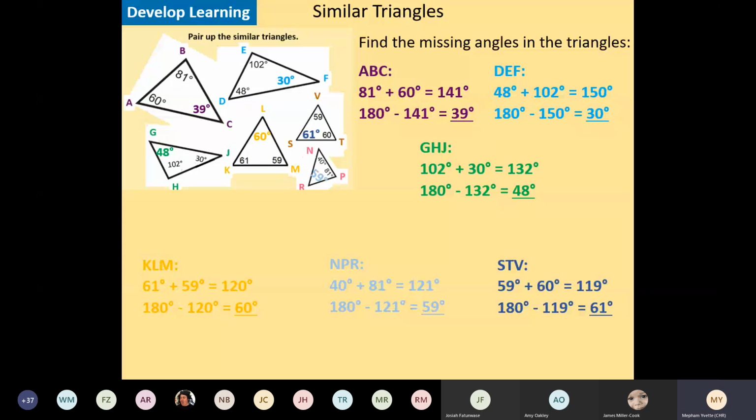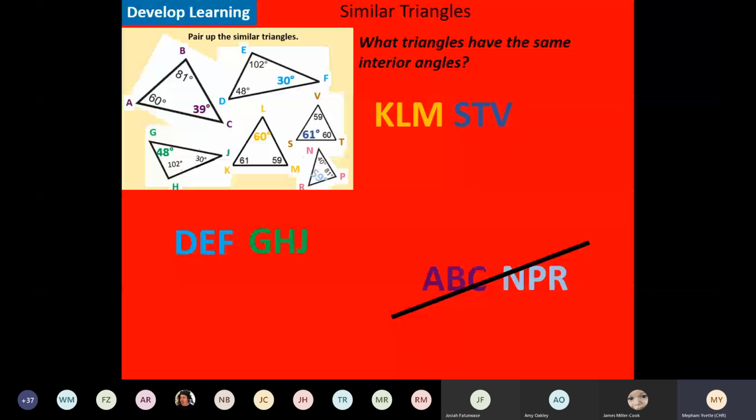So we're going to move on now to which triangles are indeed similar. Do you remember that you can replay this video? So if I am going a bit too fast for you, please don't worry. You can check this in your own time. We should have had that KLM and STV are similar triangles. DEF and GHJ are similar triangles. And ABC and NPR do not have a similar triangle. They're lonely. So that means we have 2 pairs of similar triangles here.